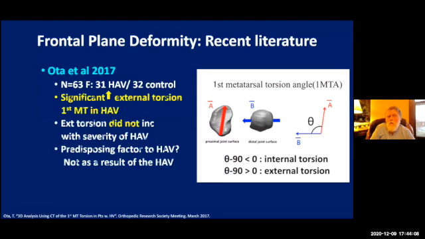What they found is there's a significant amount of external rotation in the first metatarsal in hallux abducto valgus, and the external torsion did not increase with severity of HAV. Because of that, they're thinking maybe this is a predisposing factor to the bunion, not a result of the bunion driving this pronation of the first ray. And that made more sense to me.